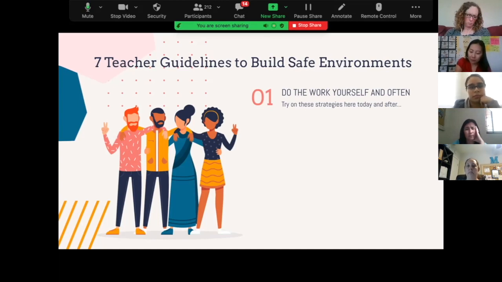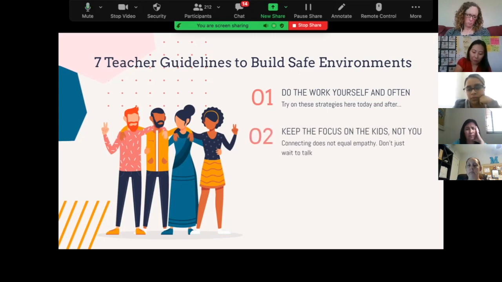Then the next is keep the focus on the kids, not you. And this is something that I'm so guilty of. When somebody says, oh, I'm going through this, my first thing is, oh, I totally can relate because blah, blah, blah. And I bring it back to me. And honestly, we do that not because we're selfish or self-centered. It's because we're trying to connect with that person. We're trying to show them, I feel what you're feeling because I have gone through something similar.